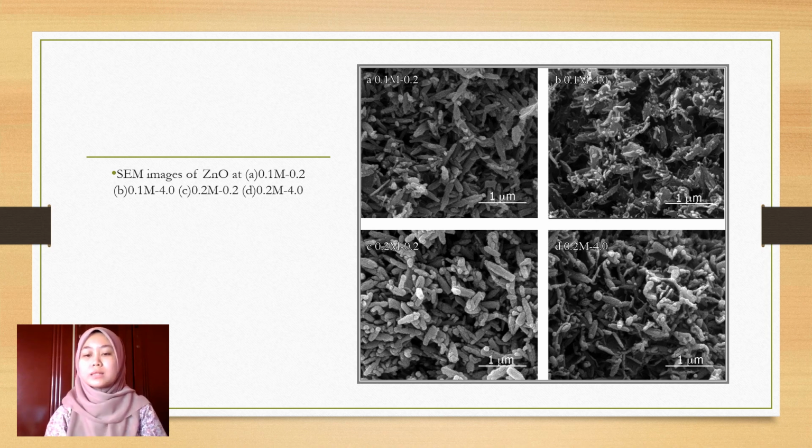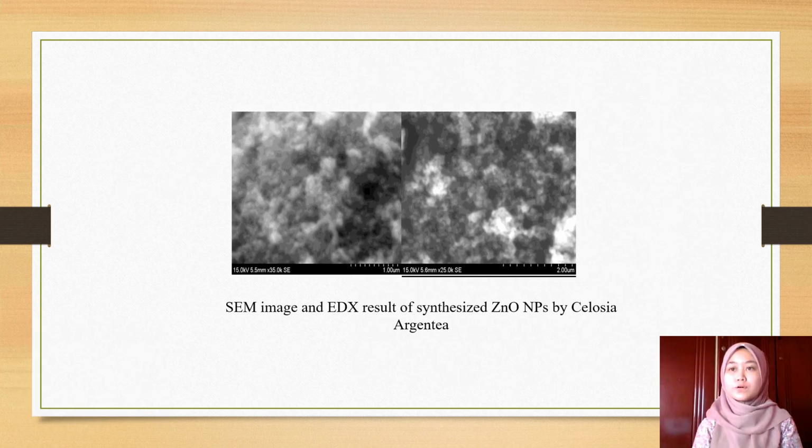is shown in this slide. In images 4A and 4C, the lower concentration of zinc acetate produced mostly rod-like forms, while in 4B and 4D, the greater concentration provided zinc oxide materials in a sheet-like form. This slide shows the SEM image and EDX results of zinc oxide nanoparticles by using Celosia argentea. The average size in this SEM image was 25 nanometers.